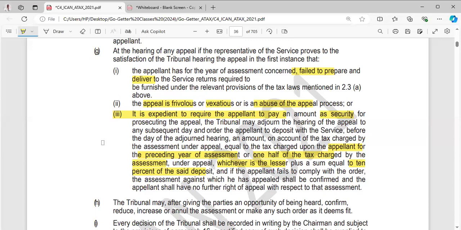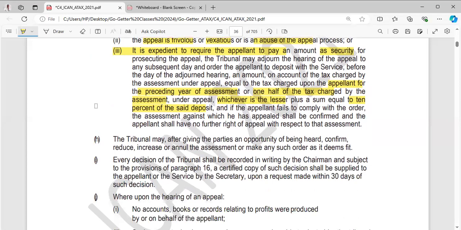Now, the tribunal may, after giving the parties an opportunity of being heard, confirm the assessment. They can reduce it. So when they say they confirm, they ratify it. It means that I agree with the FIRS. Mr. Pay this personal income tax levied on you. They might say, I agree with the FIRS, but it will be reduced.